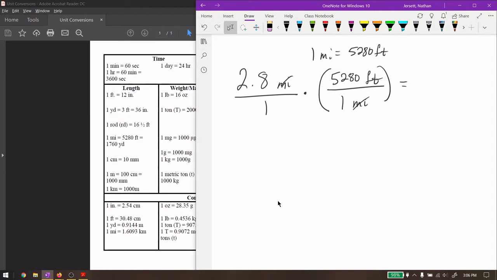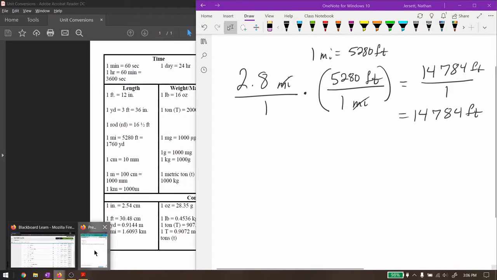Now all we have to do is multiply this out. 2.8 times 5,280 is 14,784 feet over 1 times 1 is 1, so 2.8 miles is 14,784 feet. Try that out.